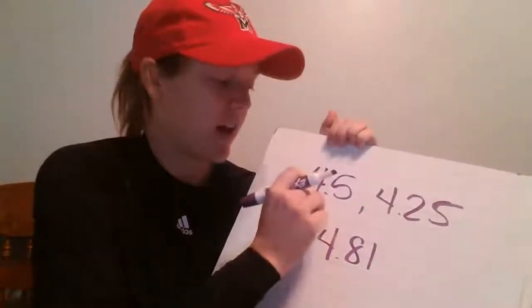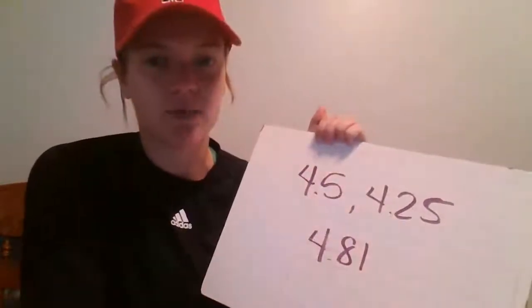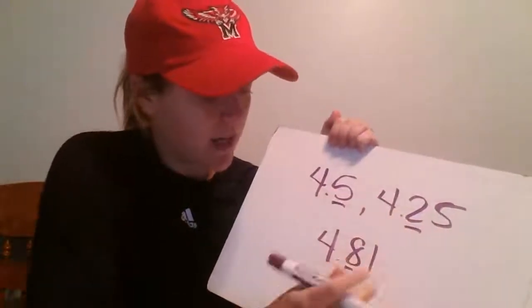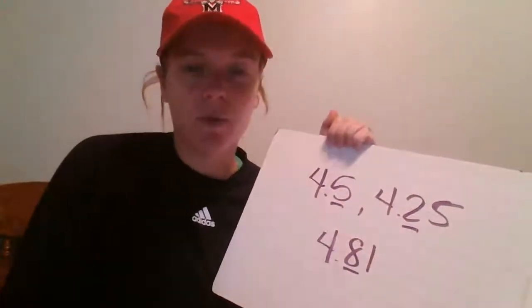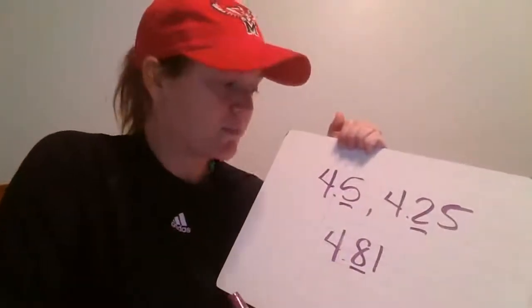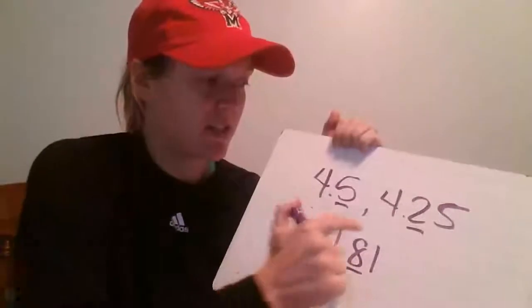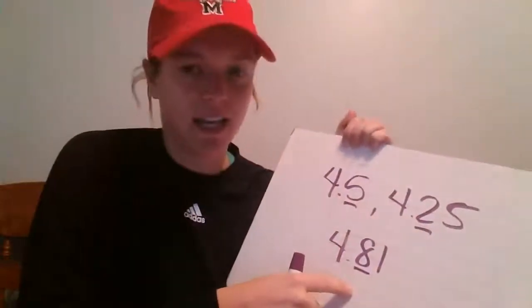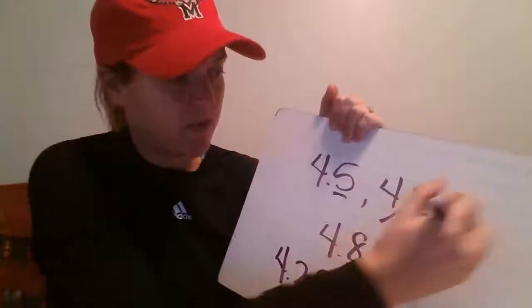But if we start looking at the number right behind the decimal point, so we see we have a 5, 2, and an 8. So since those are all different, we can compare those to see if they are greater than or less than each of them. So looking at these numbers, we see that 2 is less than 5 and 2 is also less than 8. So our smallest number is going to be 4.25. Okay, we've knocked that one out.